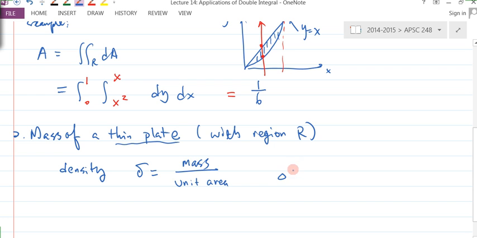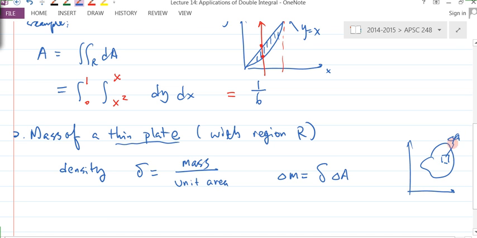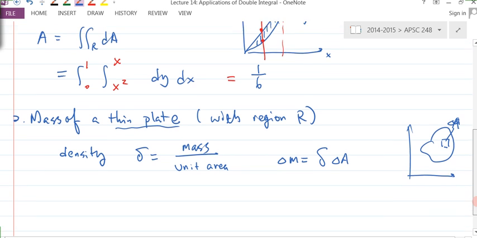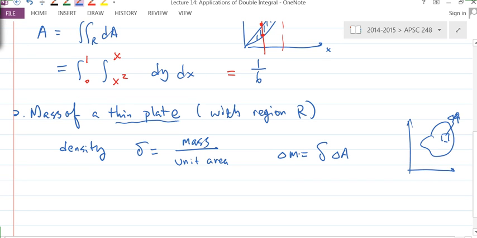In other words, if you remember, we often say delta m, a small mass, equals delta, this density, times the small area. So if I have a region here, and then there is a very small area, delta A, the small mass for this small area is delta times delta A. If this is the mass for this small patch, then we add all of them up, we get the total mass of this region R, right?